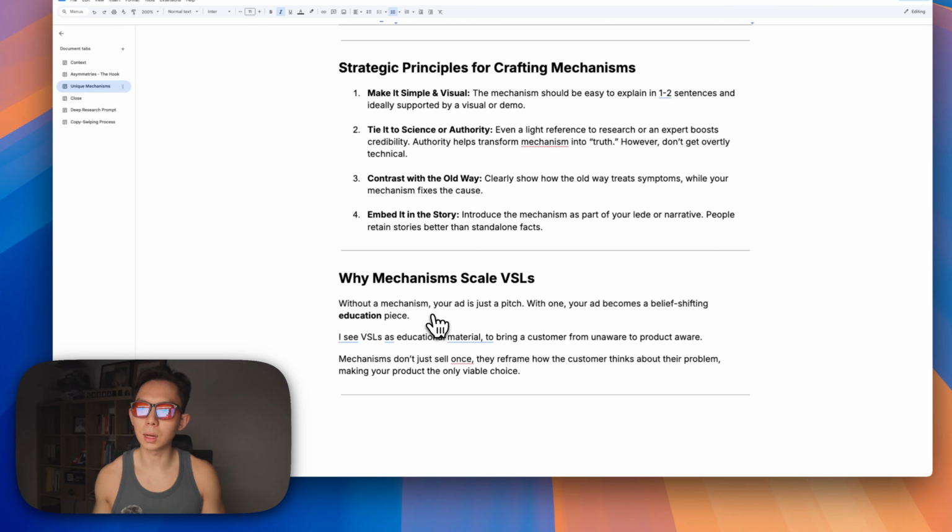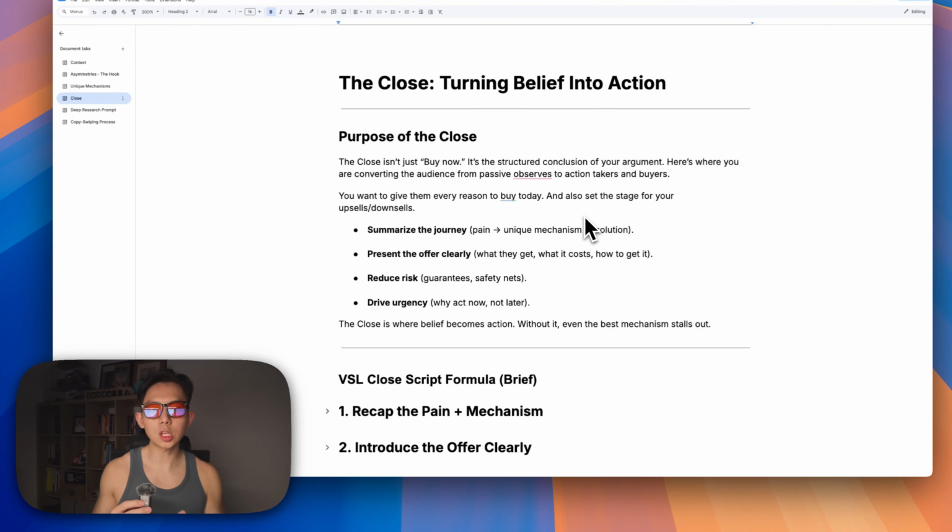So you want to look at the mechanisms as part of the belief shifting education piece. The VSL is the educational material that brings a customer from unaware to product aware. And mechanisms don't just sell once, they reframe how a customer thinks about their problem, essentially positioning our product as the only viable choice. Now, the last part is the close.